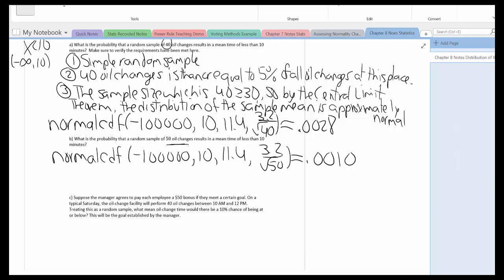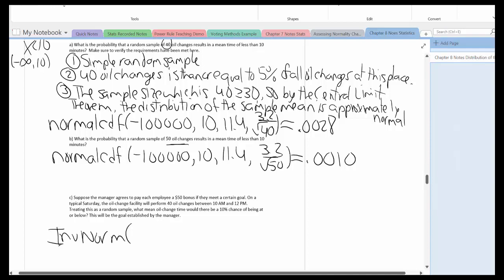That would be inverse norm. Now, 10% or below, so the area would be 10% or 0.10, comma, the mean, which is exactly the same as it's been before, comma, standard deviation, 3.2 divided by the square root of 40. To 1 decimal place, that's 10.8 minutes.